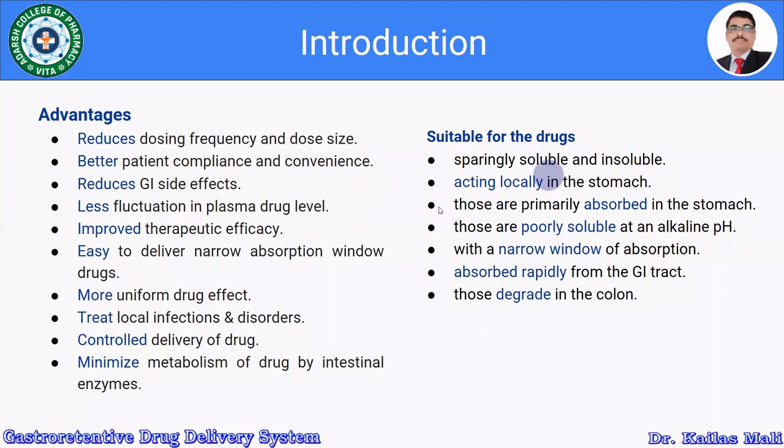There are certain drugs which are suitable for the gastroretentive drug delivery system, like those which are sparingly soluble and insoluble, acting locally in the stomach. Those are primarily absorbed in the stomach. Those are primarily soluble in an alkaline pH. Then the drugs which have a narrow window of absorption, are absorbed rapidly from the gastrointestinal tract, and those that degrade in the colon. So these are the advantages of the gastroretentive drug delivery system.